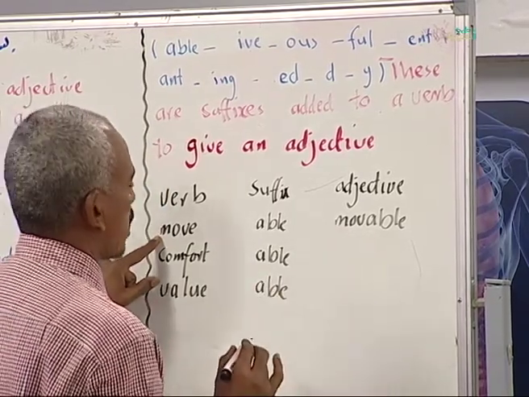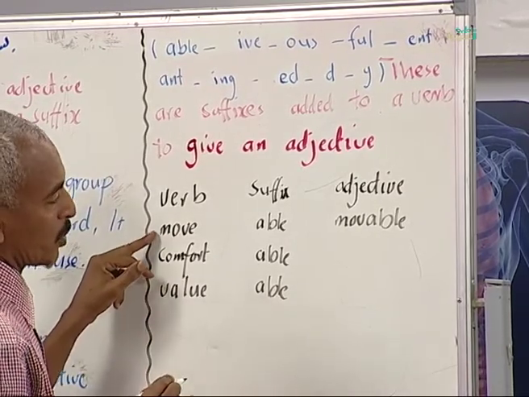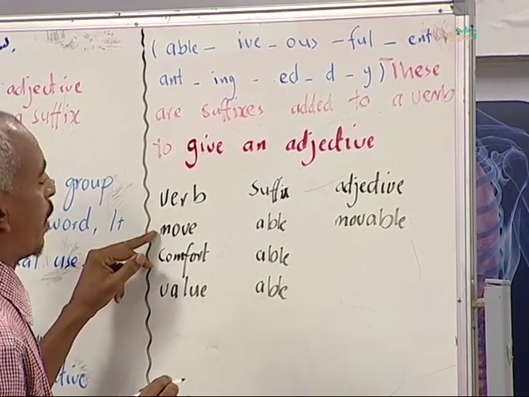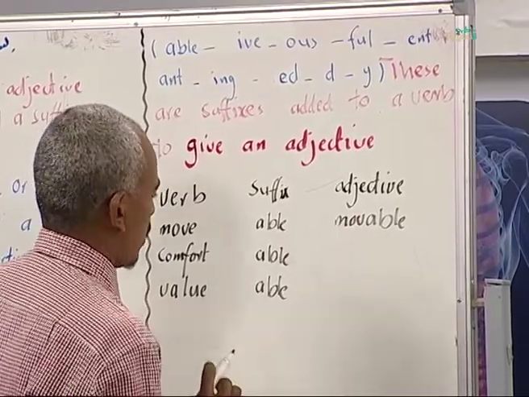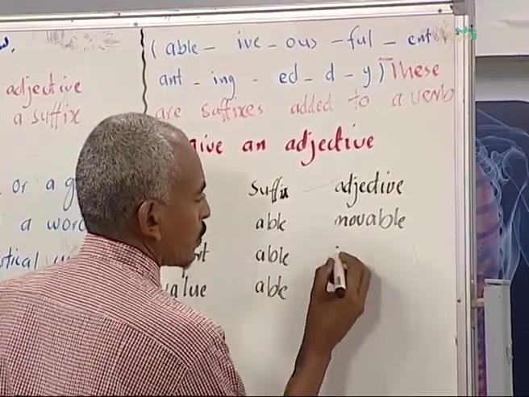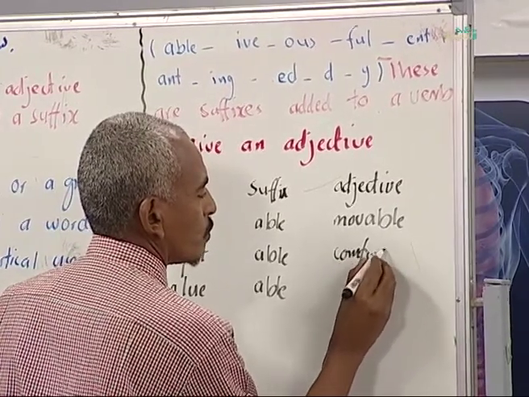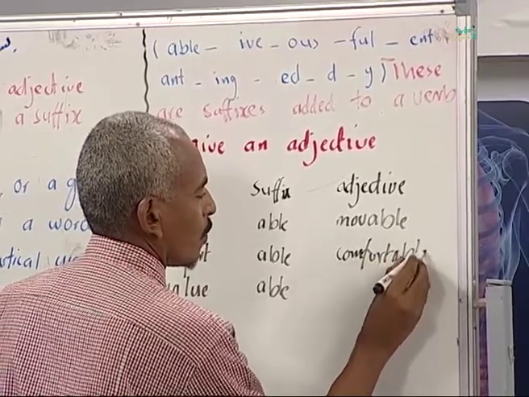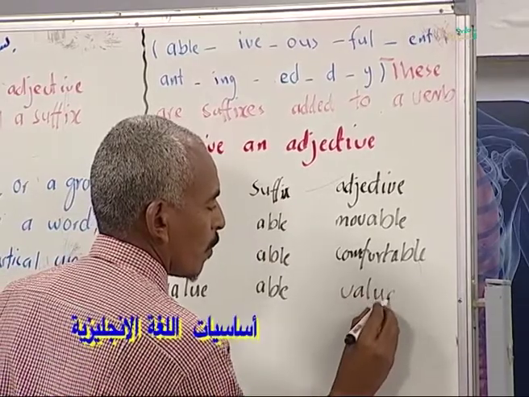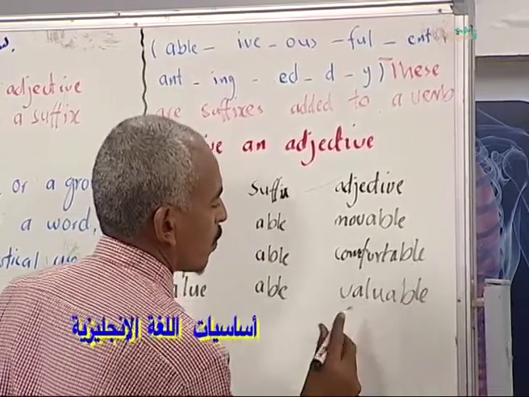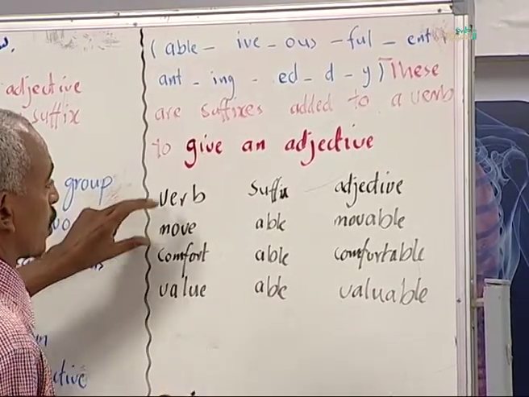And as you know, there is a wide difference between the two words. For the verb, we have the rules that govern the verb, and we have the rules that govern the adjective. Comfort, comfortable. Value, valuable. We have to drop the E. And this is for the suffix able.